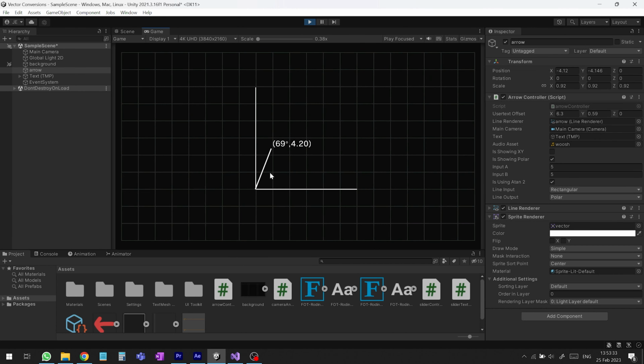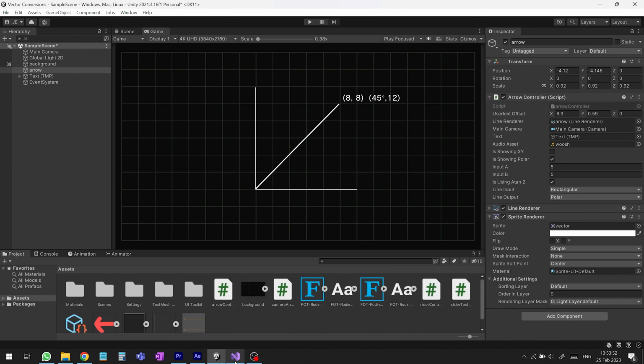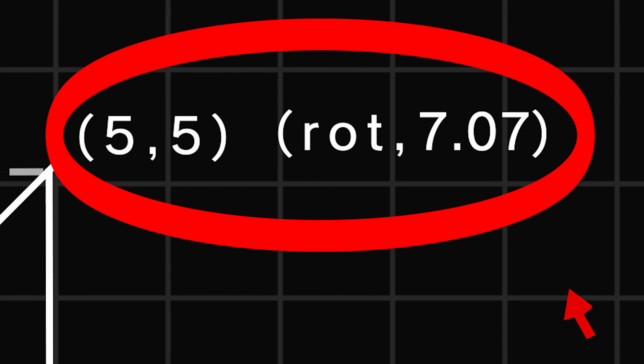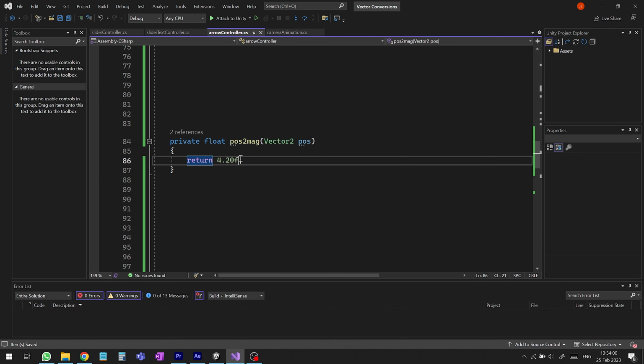Practice time! The vector is meant to follow the mouse, but it's currently not doing that. So, let's program the magnitude to function properly. I made a function that takes a position variable as input and is intended to return the magnitude of the position as output. We can use our formula for this.